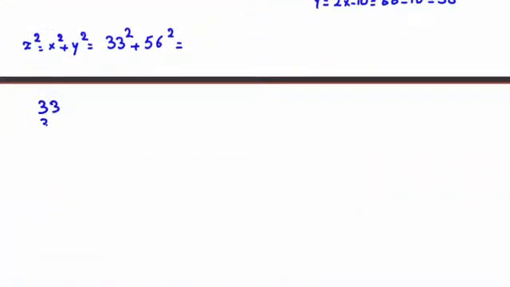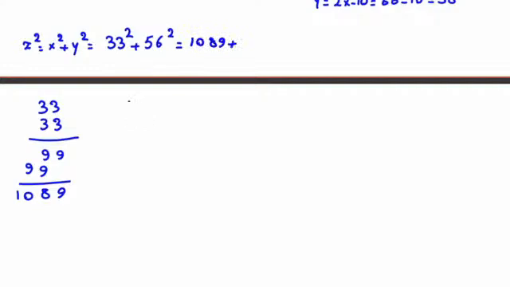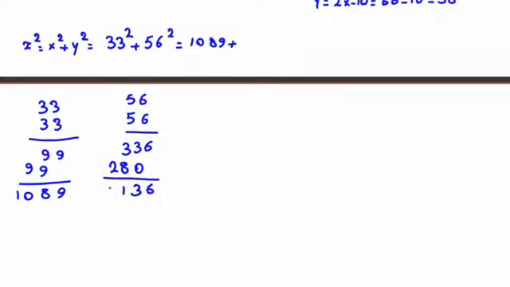33 squared: 3 times 33 is 99, 99, 9, 8, 0, 10. 1089, plus 56 squared. 6 times 6, 36. We have 3. 6 times 5, 30 plus 3, 33. 5 times 6, 30. We have 3. 5 times 5, 25 plus 3, 28.